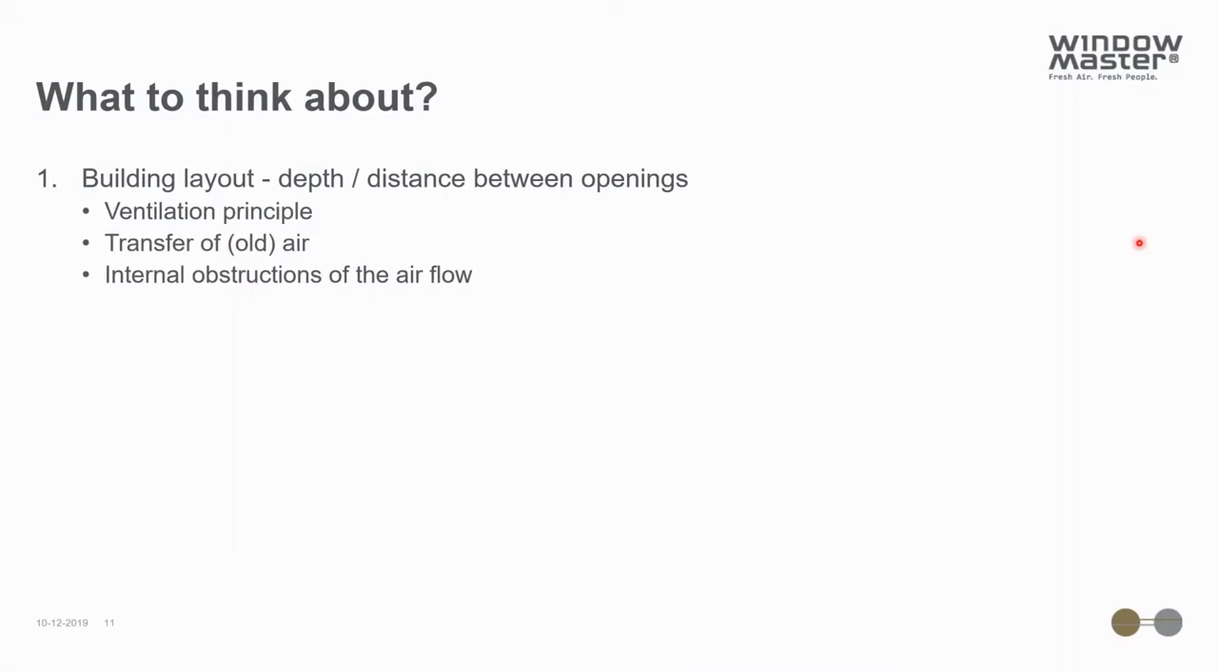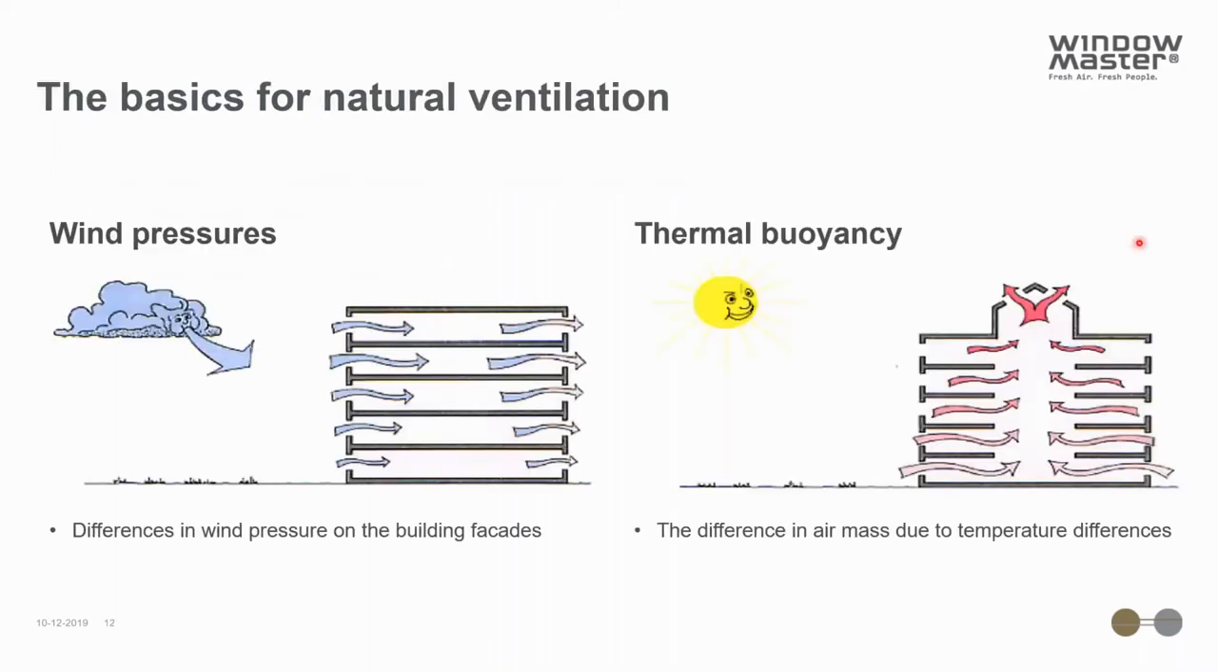What should we then think of when thinking about natural ventilation in the early design phase? And the first thing that comes to mind is the building layout, simply. Natural ventilation is based on three different strategies. So you have single-sided ventilation, cross and stack ventilation. You should aim for one of the last two, as these are the most efficient ones. Cross ventilation will of course be mainly based on the wind pressure, whereas the stack ventilation will also take the thermal buoyancy, the difference in temperature between inside and outside, into account.